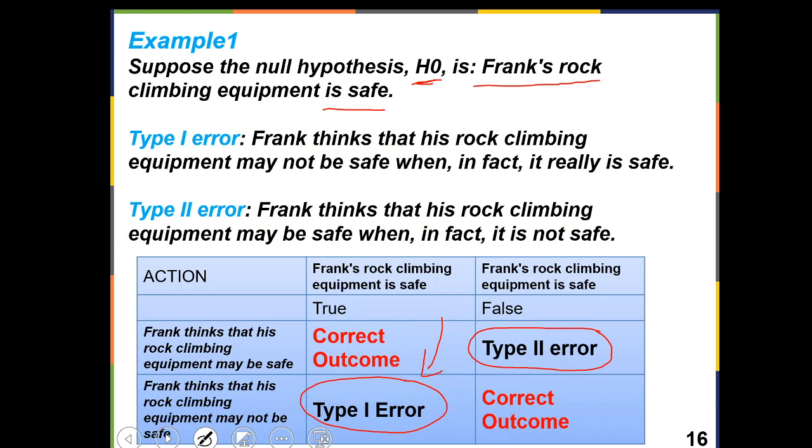He just maybe wastes some money. But if he thinks that they're safe, but actually they're not, and he fails to reject that they're safe, then that would be type 2 error, which is a serious error because he would take the equipment with him and he might actually fall, right? All right, so type 1 error and type 2 error.